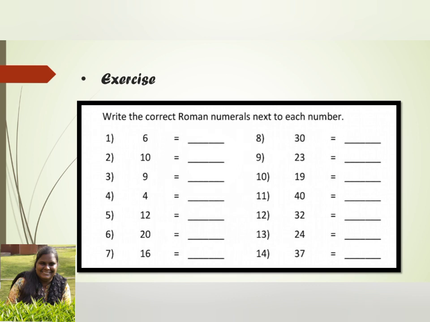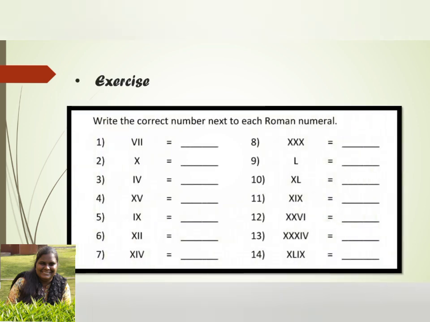What about 16? How will we write it? First it is 10. So X. How you will write the 6? VI. So XVI. That equals to 16. How will we write this 11th number? That is 40. 40 how to write? XL means 50 minus 10. Very good, students. Now you can copy this in your notebook and do it in your notebook. Let's move to the next one.